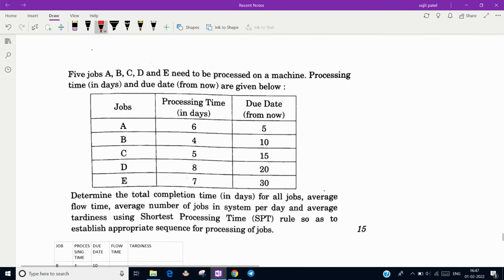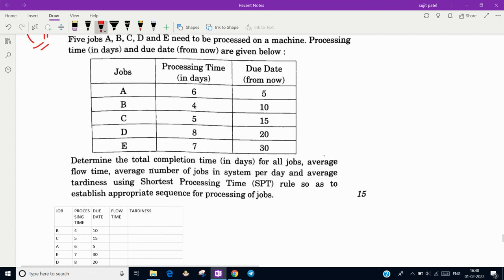Next question. 5 jobs A, B, C, D, E need to be produced in the machining, and the machining time and due date is also given. We have to find the total completion time for jobs, the average flow time, the number of jobs in the system per day, and average tardiness using the shortest processing time rule. So what does the shortest processing time rule say? Do the machining of the job first which has the least processing time.